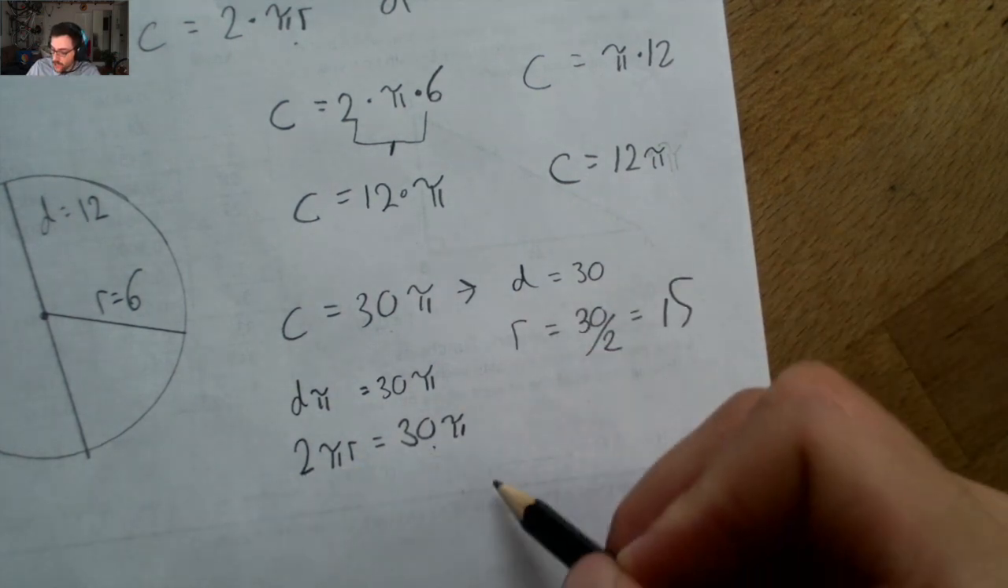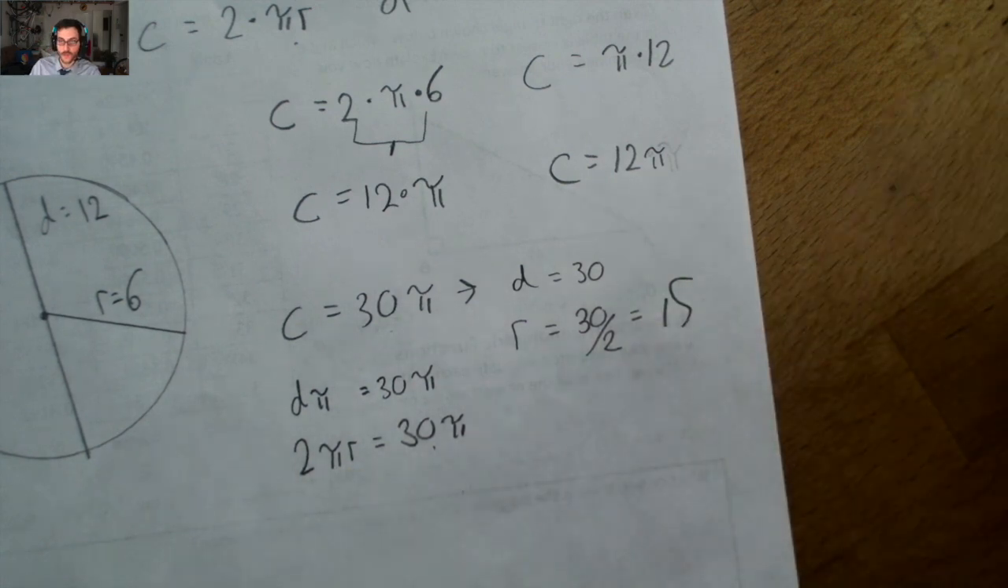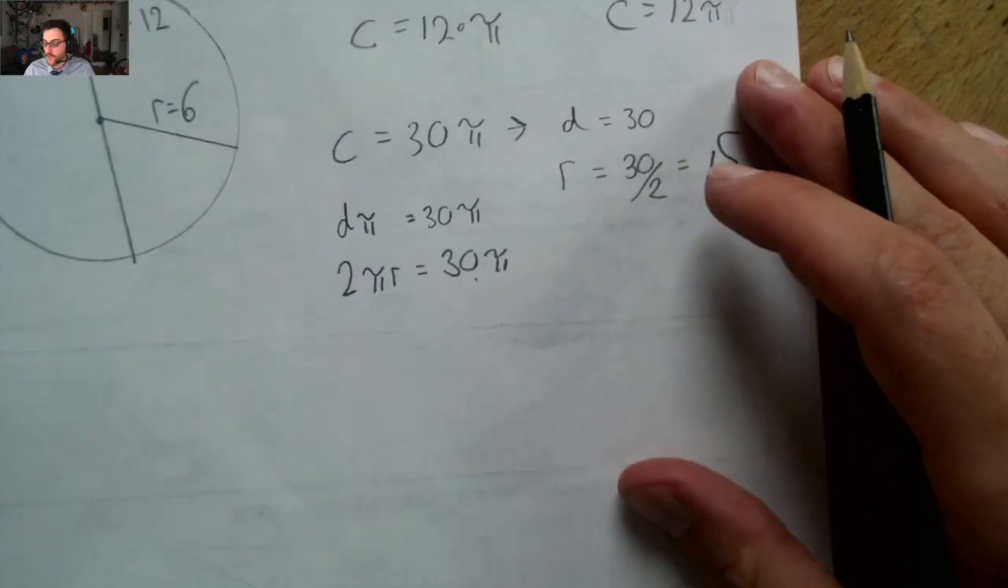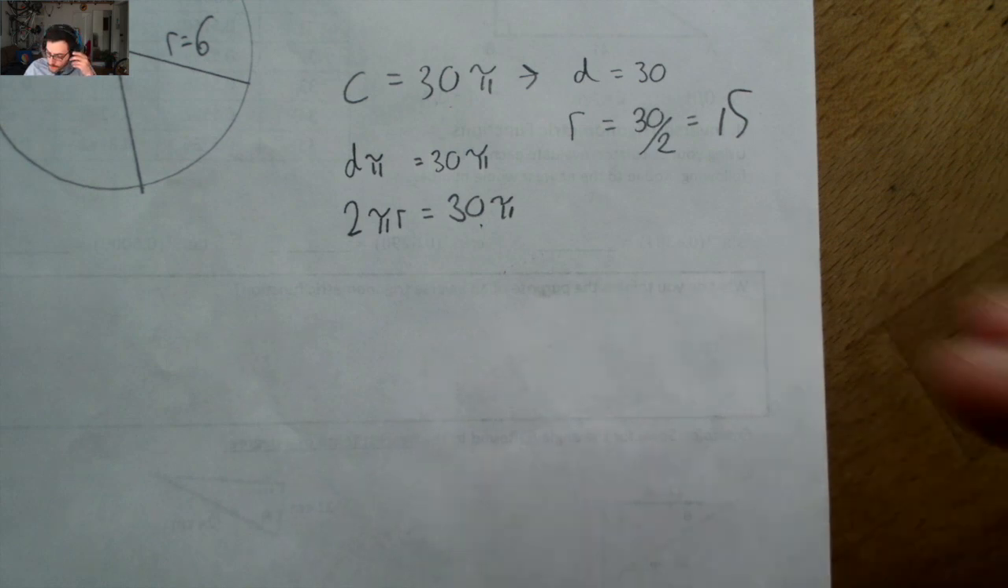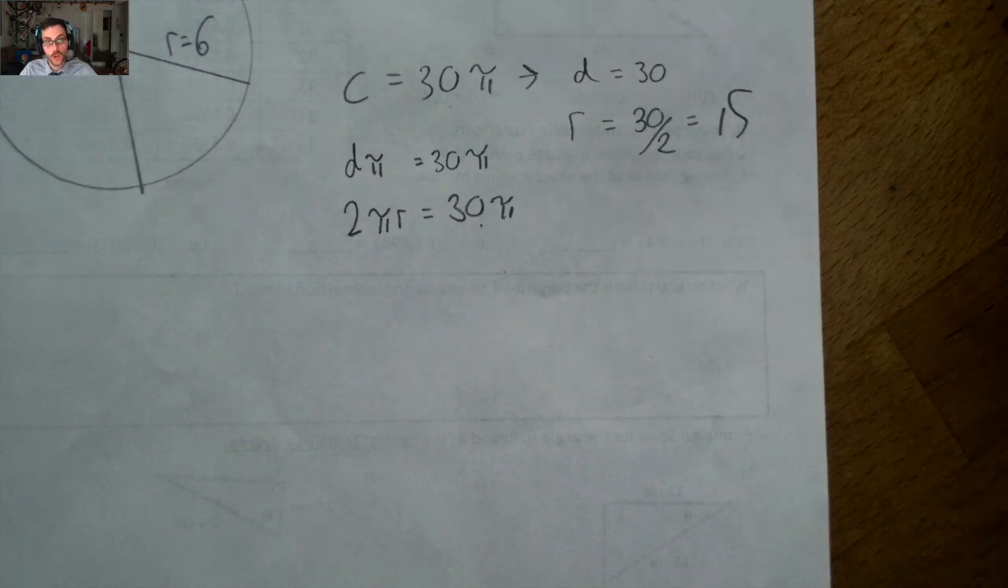Divide 30 by 2 gives us 15 pi. Divide pi by both sides leaves us just with 15 is equal to pi, equal to our radius.